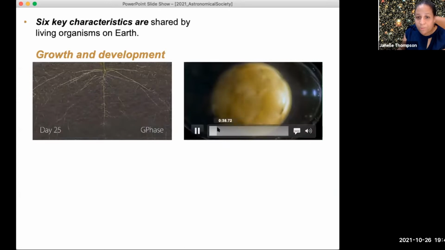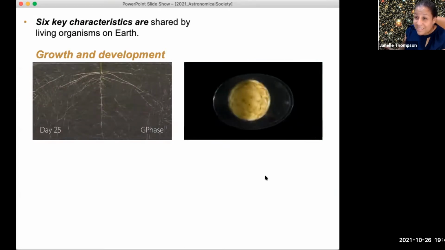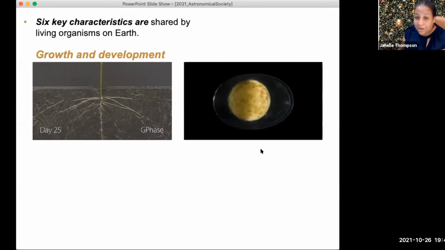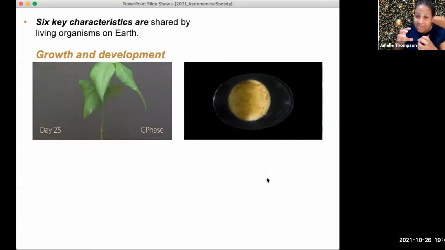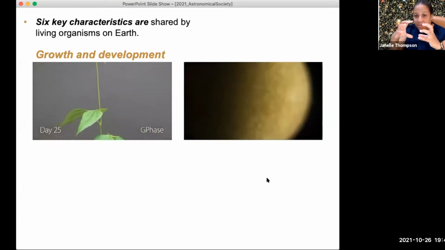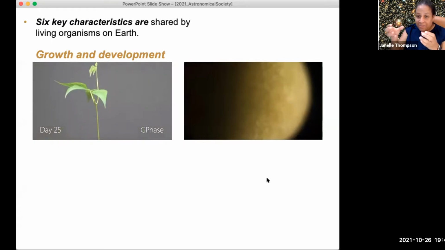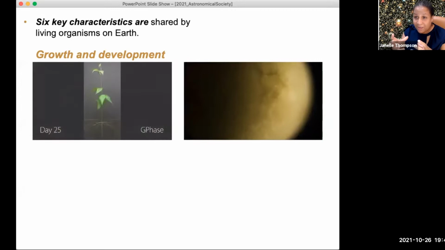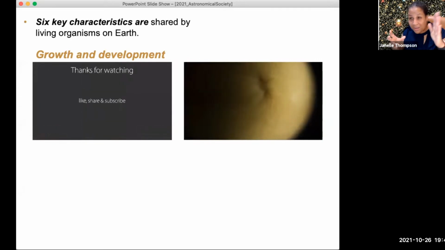But you also have programs of development that aren't necessarily growth. So now on the right, you're looking at a salamander egg. You can see that it starts off as one cell, and then you have individual cells that begin splitting and splitting and splitting. It's not growing in size, but it's developing. And it's developing into distinct tissues that'll grow out to be a salamander leg and a salamander arm, a salamander head. And so that's what you're watching take place here.